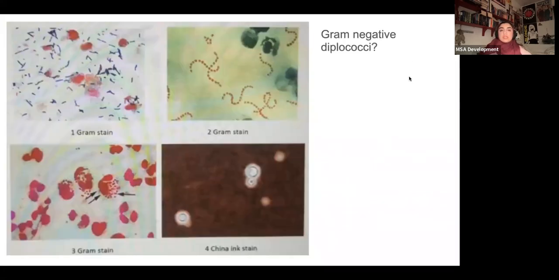Now, which of these are gram-negative diplococci? So we know that gram-negative diplococci are Neisseria meningitidis, which over here is number 3. It is one of the most commonly implicated organisms in meningitis, along with Haemophilus influenzae and Streptococcus pneumoniae. Okay. Over here we can see Cryptococcus, and in all honesty, I am forgetting these ones.